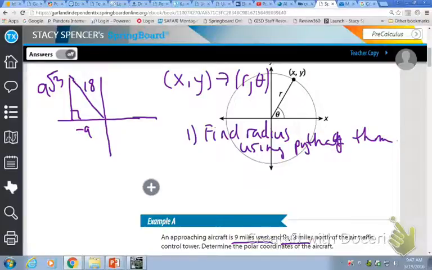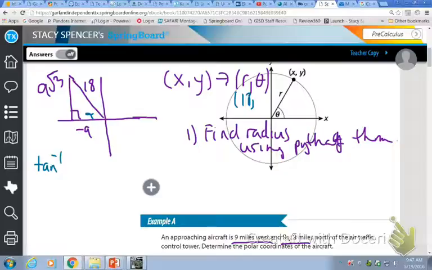Now what we need to do is find our theta. So we got our radius, so I'll just put that up here with our ordered pair. Our radius is 18. Now we're going to find theta. We have our reference triangle already up here. We are going to find our alpha by using our tangent. So let's do tangent inverse, right, because we are finding an angle measure.